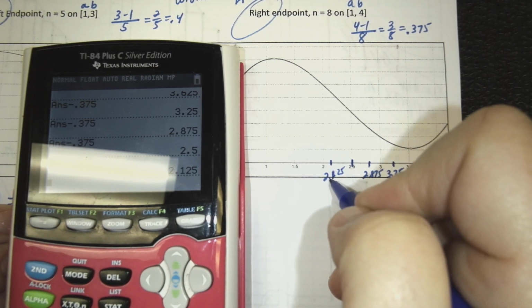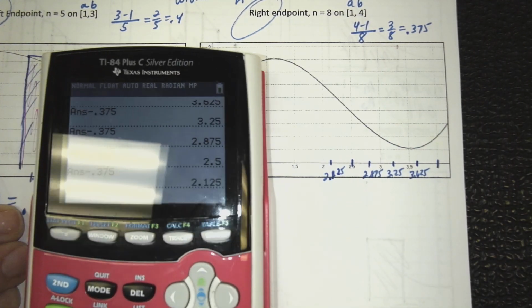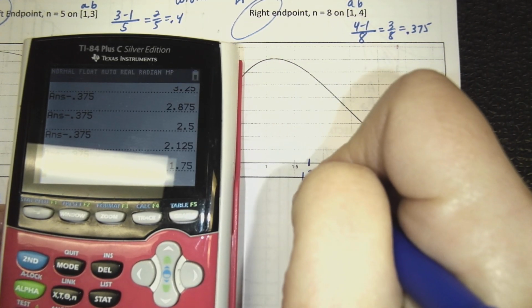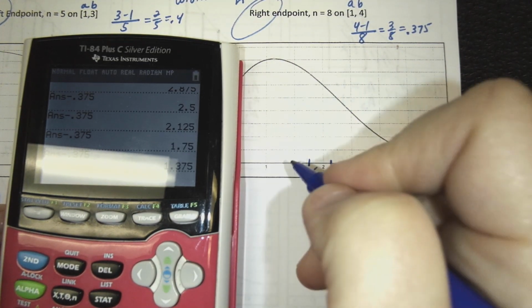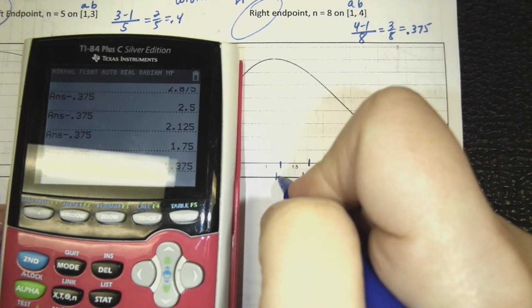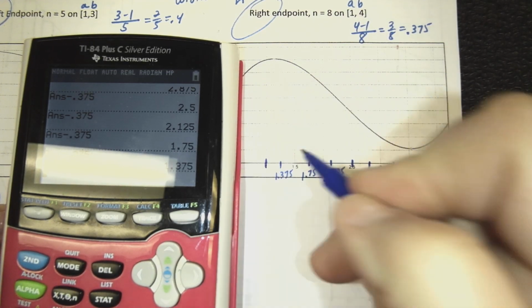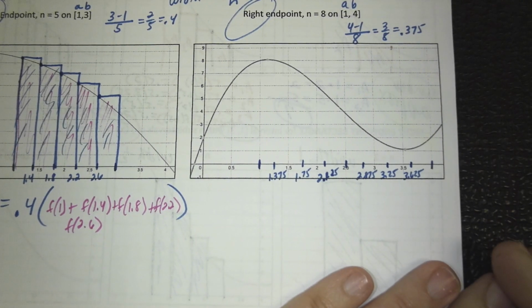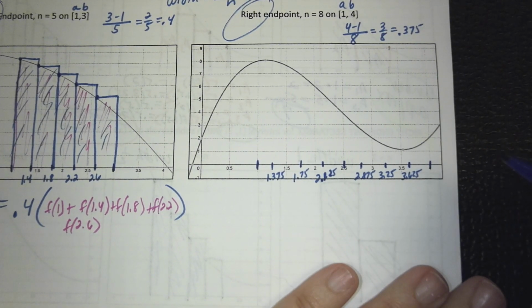I don't know what I just wrote, too many different decimals there. 1.75, 1.375, and then 1. Those are all the widths. Now this one's going to be weird to draw, but watch how we'll draw it, okay?